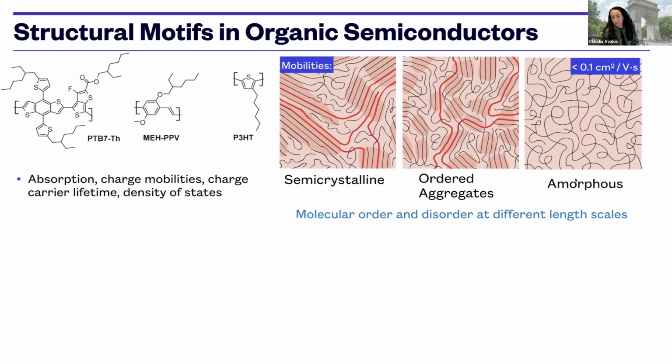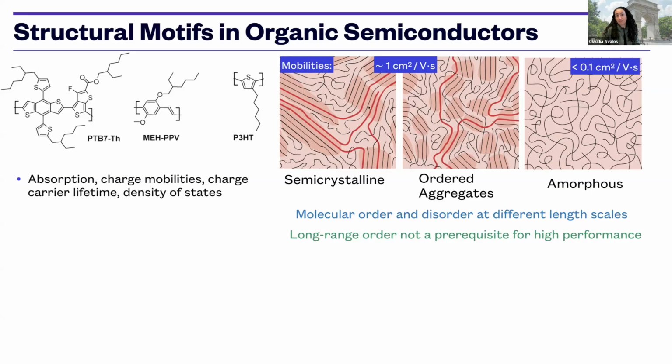You can have a lot of modes of recombination, not really good pathways for charge mobility. If instead you look at the semi-crystalline and ordered aggregates, now you start getting reasonably high mobilities. The systems that work the best are on the order of 1 centimeter squared per volt second, and this is for organic semiconductors, right? So then the question is, it seems like you don't need long range order for high performance.